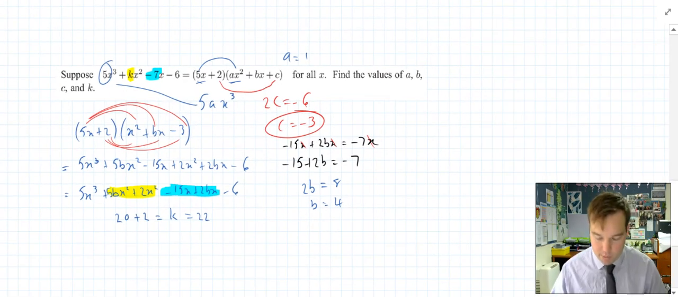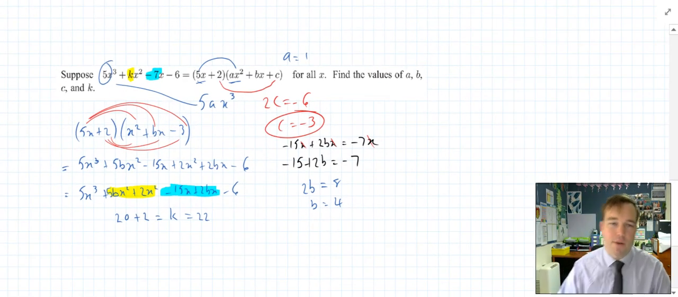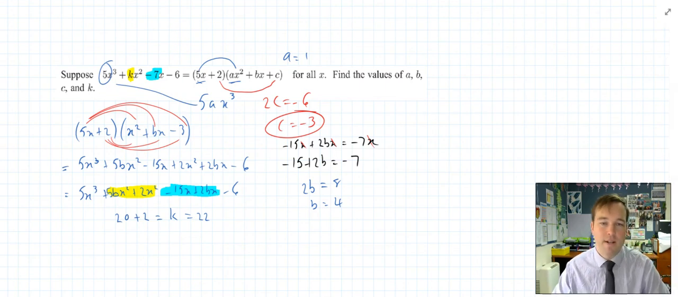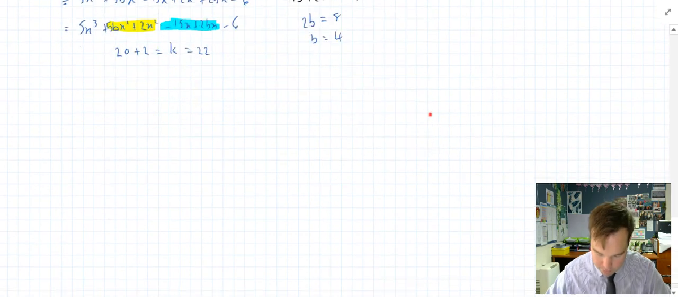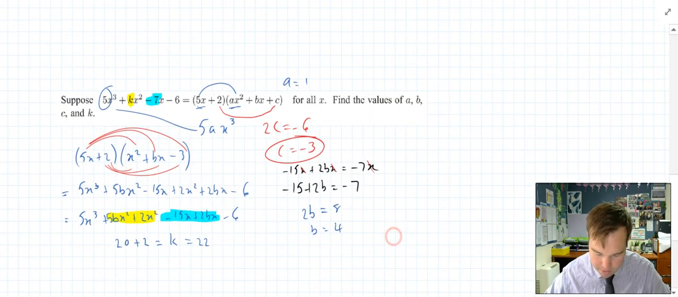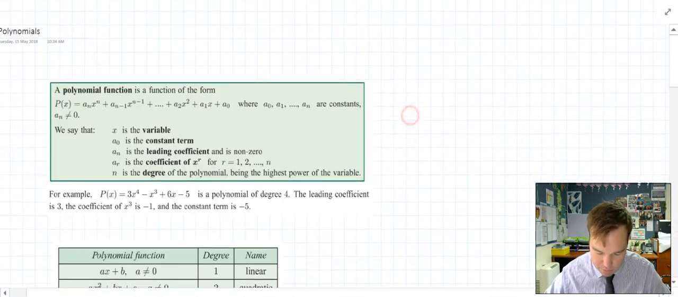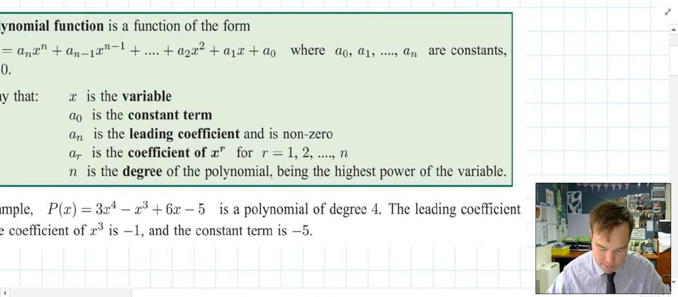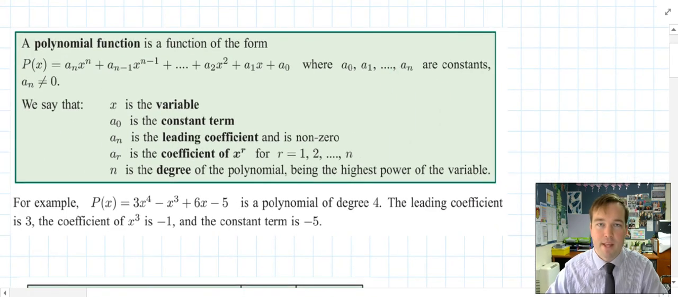And I realize that example is quite a hard one, but the important thing is you're able to pick off easy ones to start with, expand out, and pick off equations that we can then find useful to solve. Alright, I hope that's given you some idea of the language surrounding polynomials and a couple of examples to do with polynomial equality. Thank you very much.